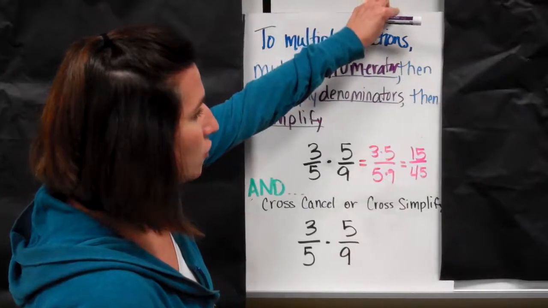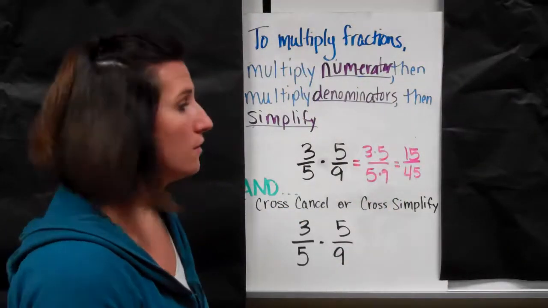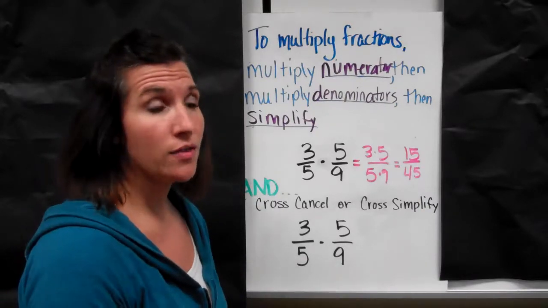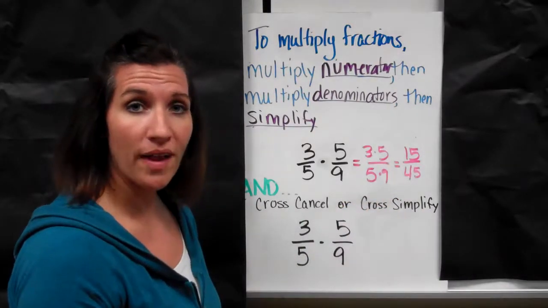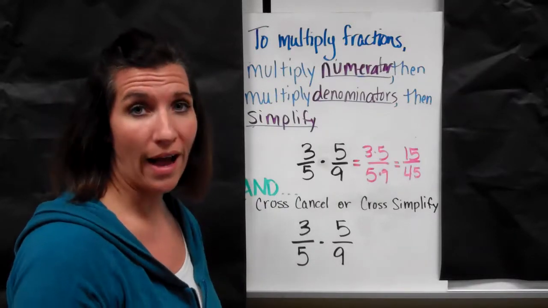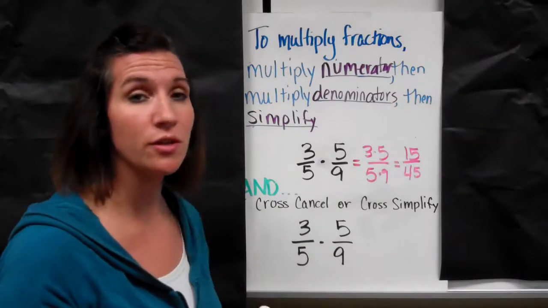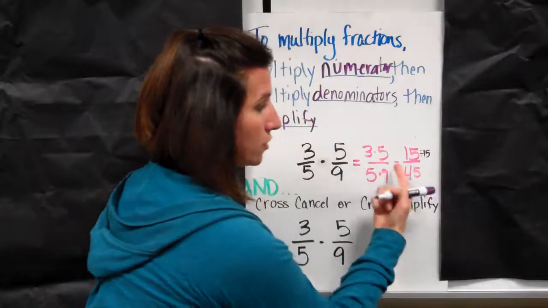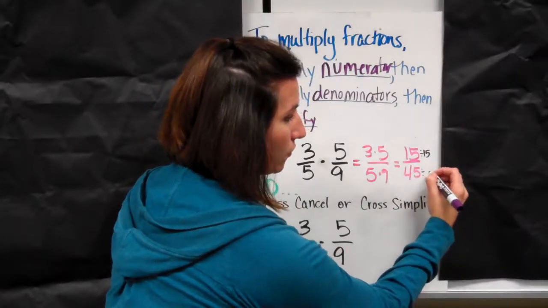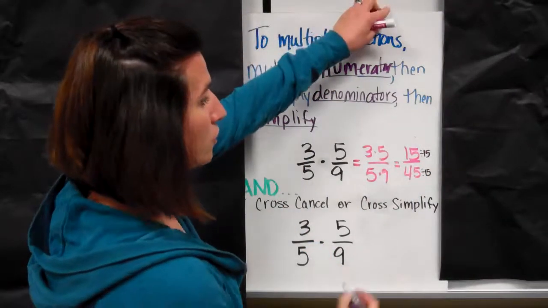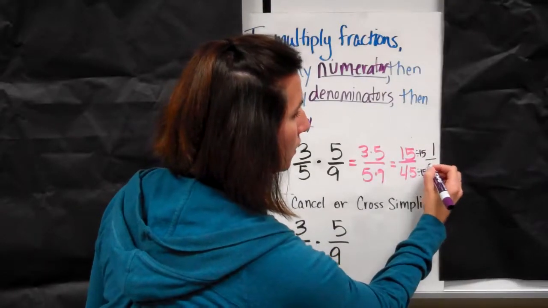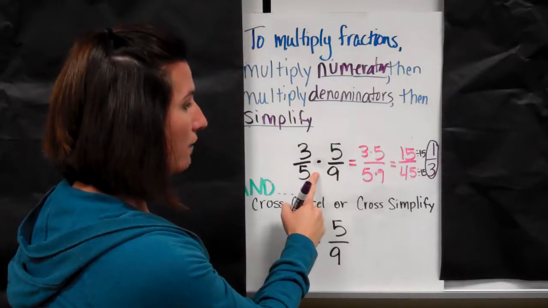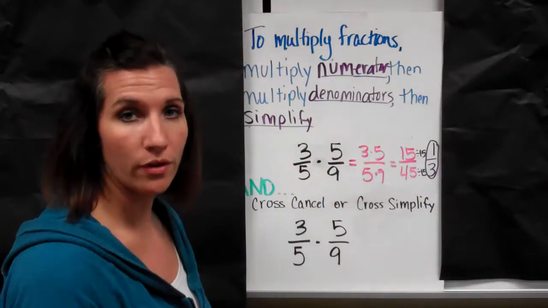Now, if you look at this, you can simplify 15/45. They are both divisible by 15. Now, if you can't think of 15 right off the top of your head, you can start with a smaller factor such as 3 or 5. You're just going to have to keep dividing it out until you get to the lowest terms. So I'm going to divide this top number, which is the numerator, by 15, divide the 45 by 15, and I'm going to end up with 1/3. So when I multiply 3/5 times 5/9, my answer should be 1/3.